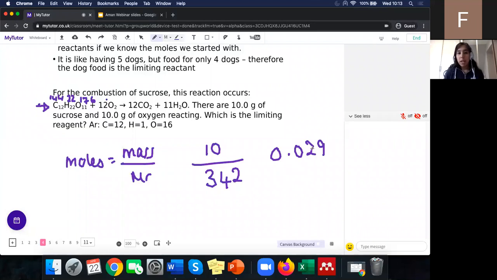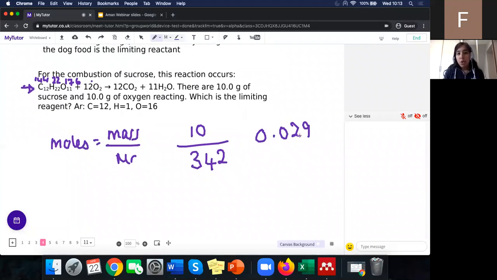Okay, excellent. So if that's the moles of sucrose reacting, what is the moles of oxygen? Remember how we look at the equation. So if the moles of sucrose reacting are 0.029, what do we need to do to this to get the moles of oxygen? Look at your balanced equation and see if that helps. So times by 12. Excellent. Whoever said times by 12, that's a really good answer.